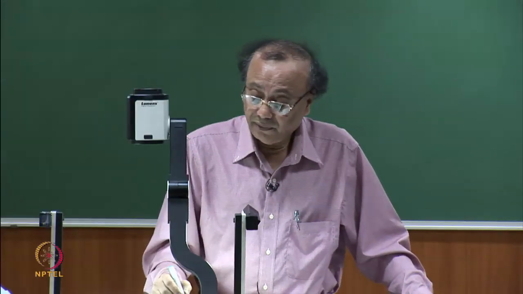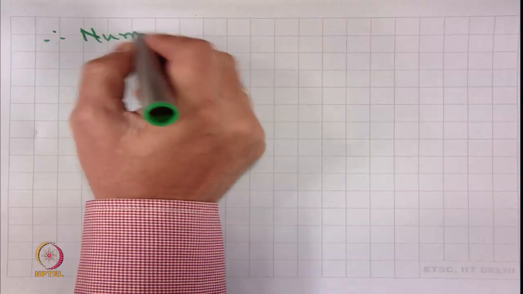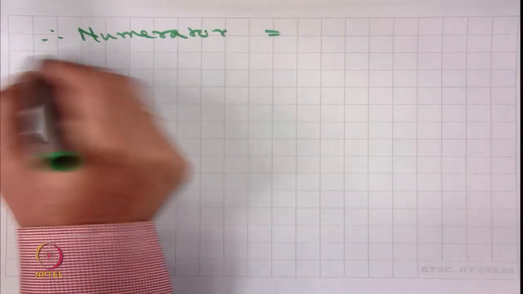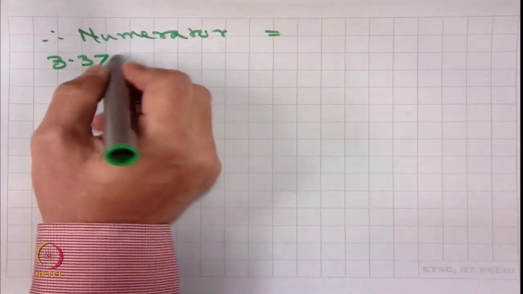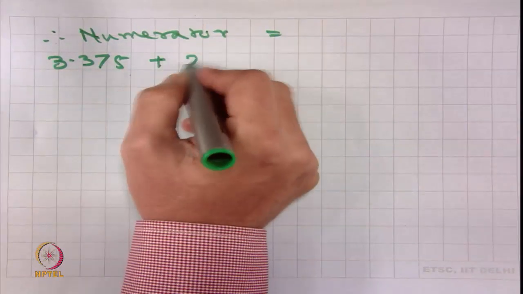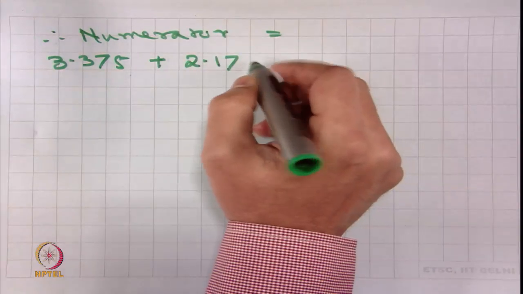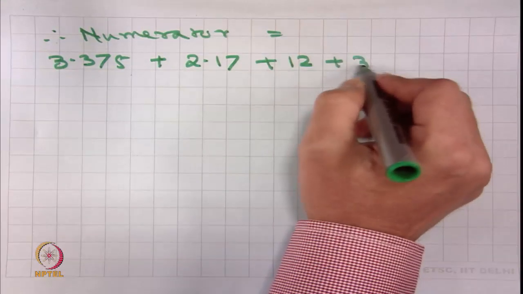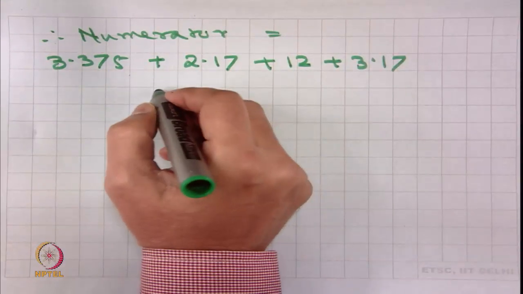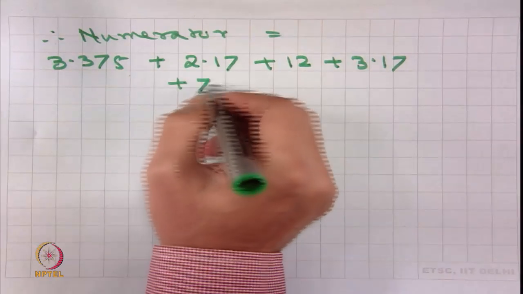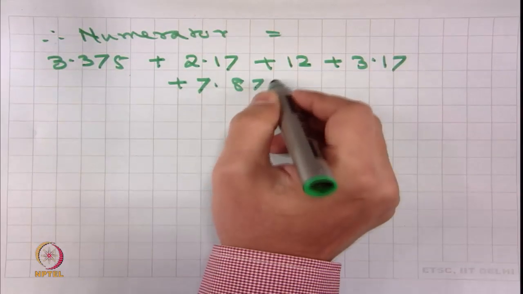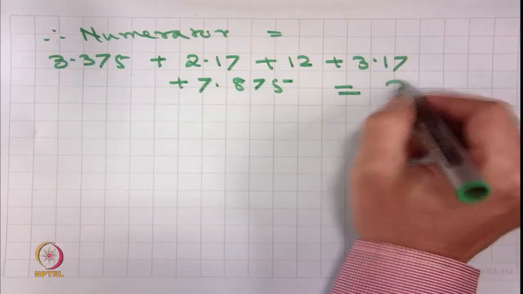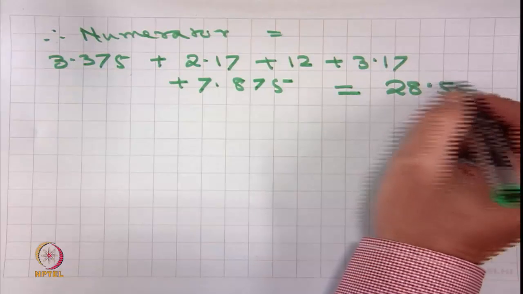Therefore, numerator is equal to 3.375 plus 2.17 plus 12 plus 3.17 plus 7.875, which comes out to be 28.59.